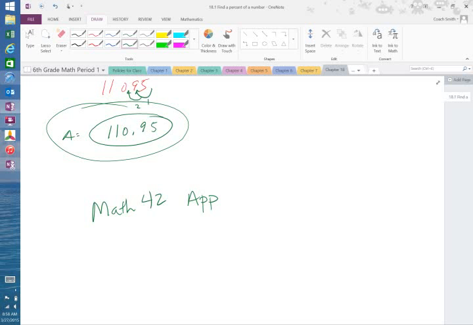Let's see. That's a good one to have. Photomath, yeah. You can use your camera and point it at a math problem, and it solves it. Now, it's not going to do these types of problems. It'll do problems like that.